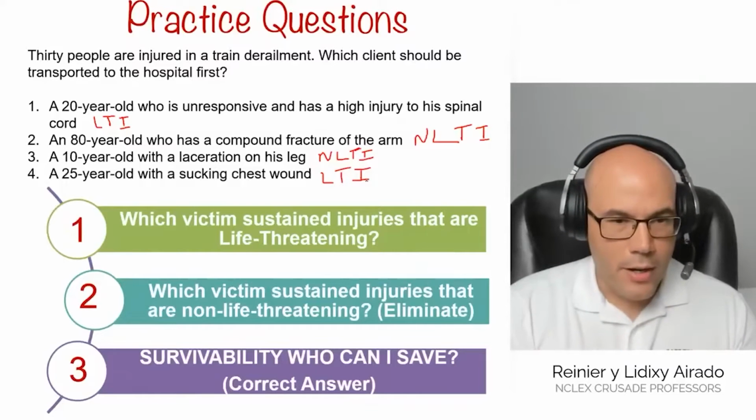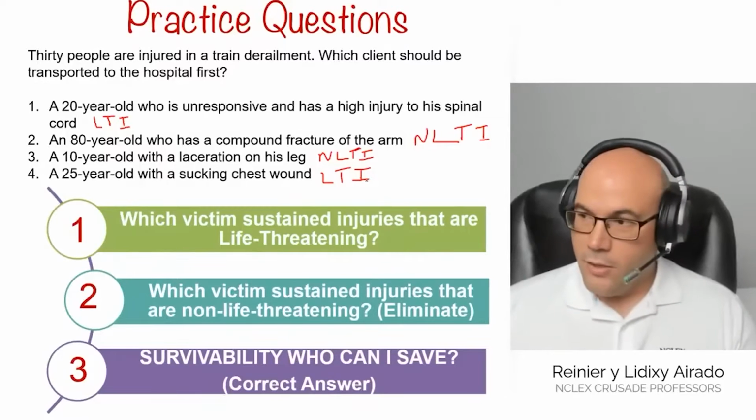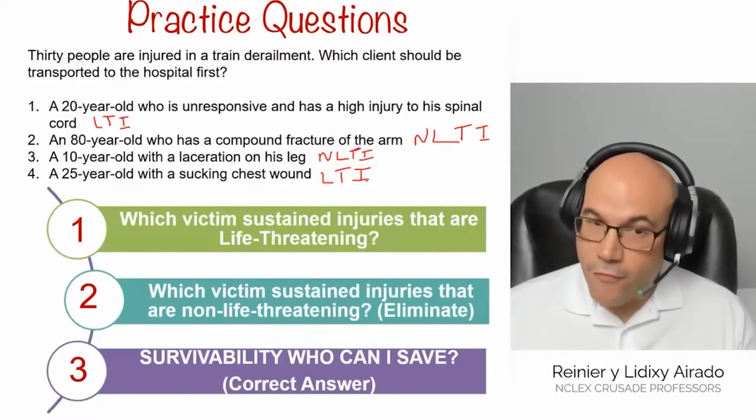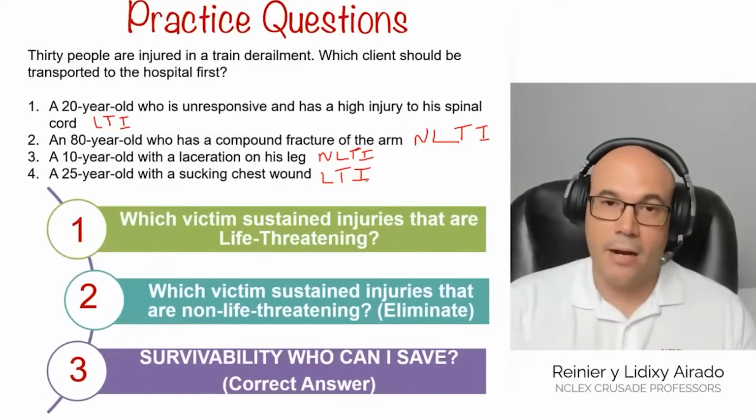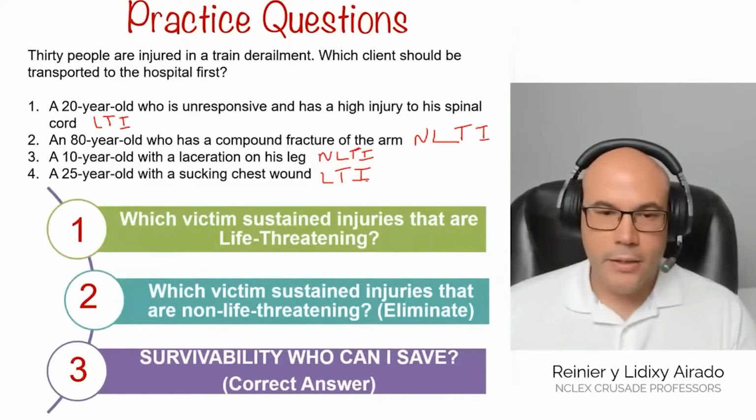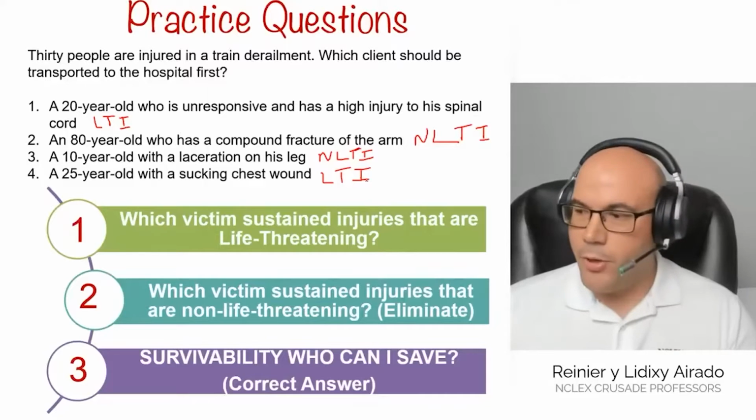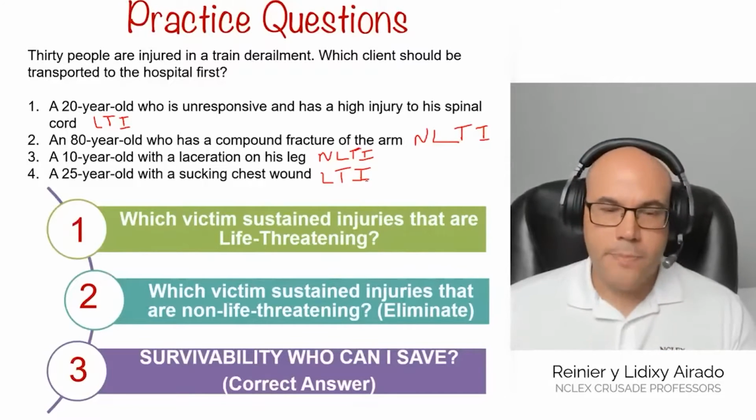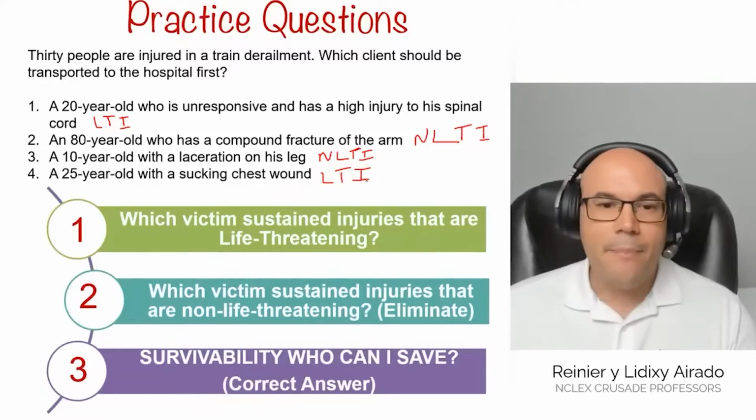It's very important that you understand how to do these steps, because these type of questions can get very complicated. And if you don't know the basics, you're going to make a lot of mistakes. So step number 1, I determined which patient has a life-threatening injury. Step number 2, I determined which patient has a non-life-threatening injury. What is the next step?